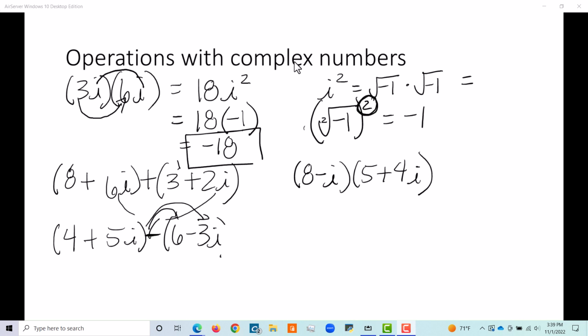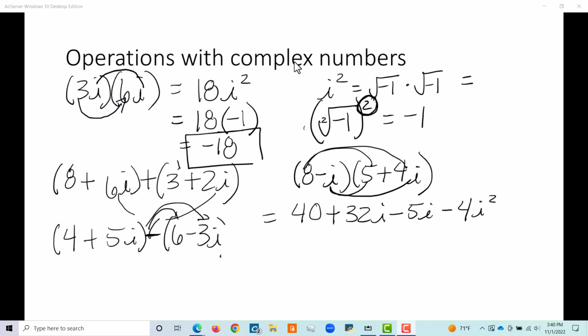Treat this just like any binomial times a binomial. You can use the FOIL method. 8 times 5 is 40. 8 times 4i is 32i. Negative i times 5 will be a minus 5i. Negative i times 4i will be negative 4i squared.